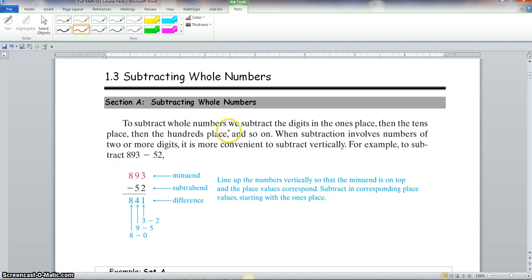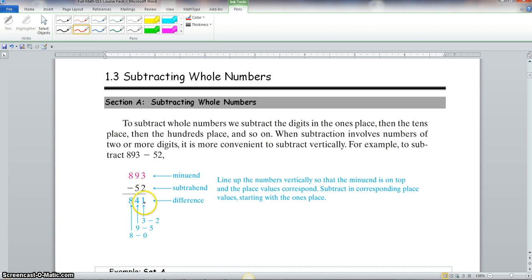To subtract whole numbers, we subtract the digits in the ones place, then the tens place, then the hundreds place, and so on. When subtraction involves numbers of two or more digits, it is more convenient to subtract vertically. For example, to subtract 893 minus 52, we subtract this vertically. We line up the ones, the tens, and the hundreds place.